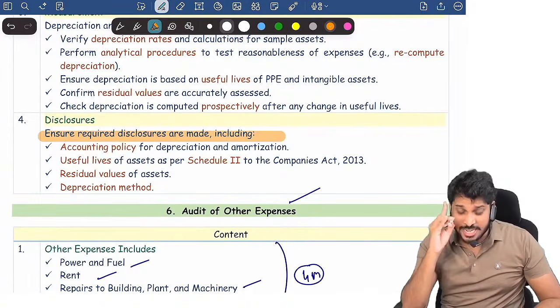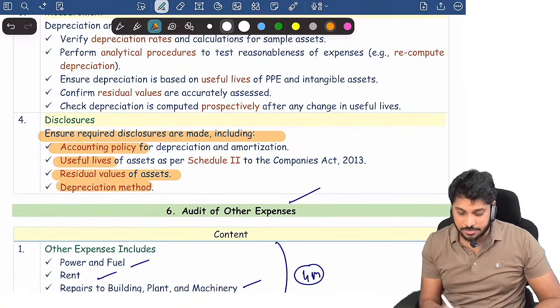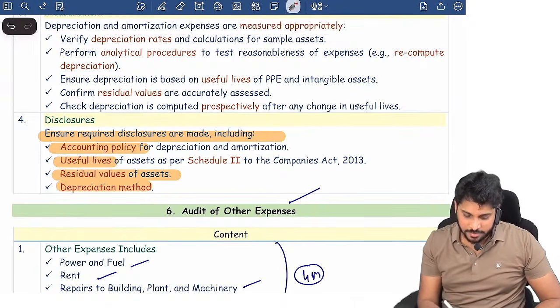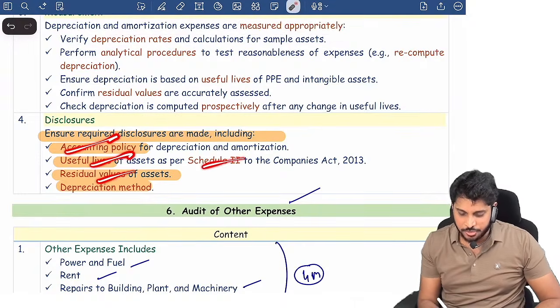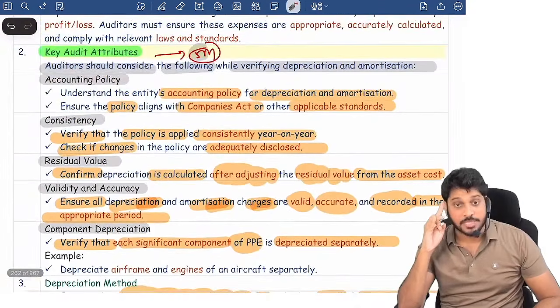Next, what are the disclosures relating to depreciation? Accounting policy, useful life of the asset, residual value, and depreciation method. 4 disclosures we should give. So what we need to give? Accounting policy, useful life of the asset as per Schedule 2, residual value, and depreciation methods. That's it, guys. Main important point in depreciation I completed.